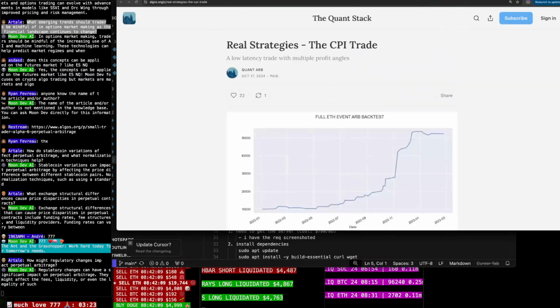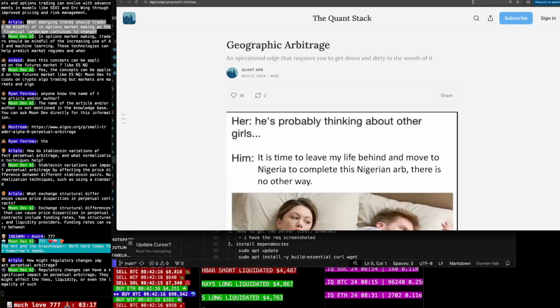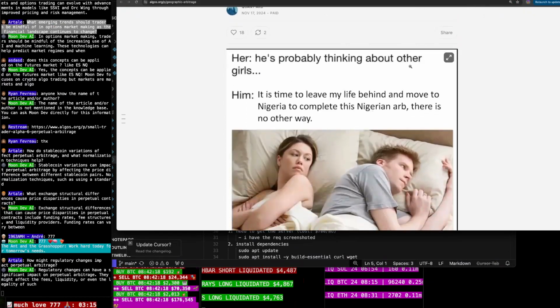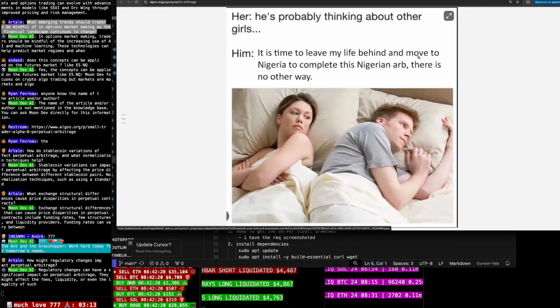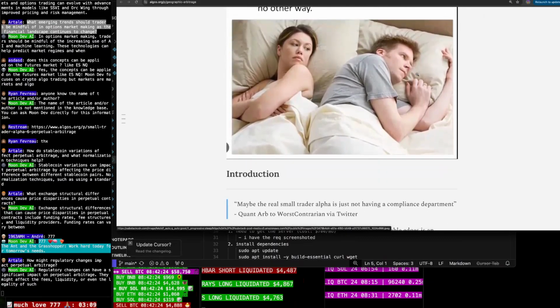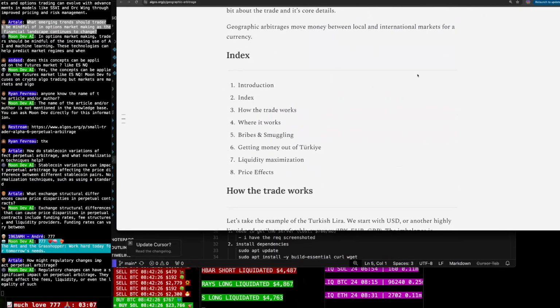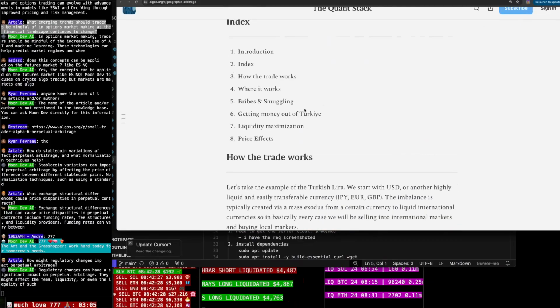Could be a cool article. The CPI trade. Geographic arbitrage. That's funny. Bribes and smuggling.